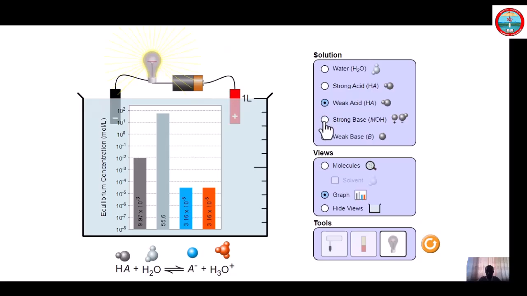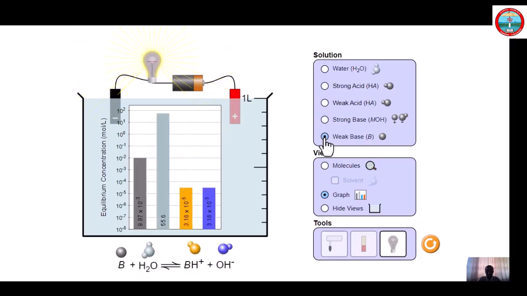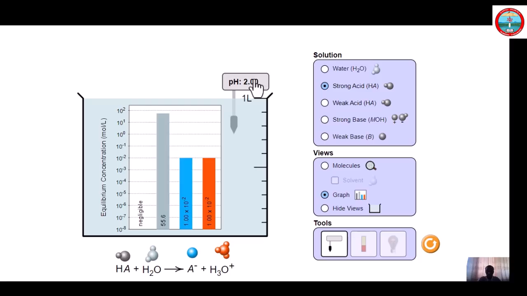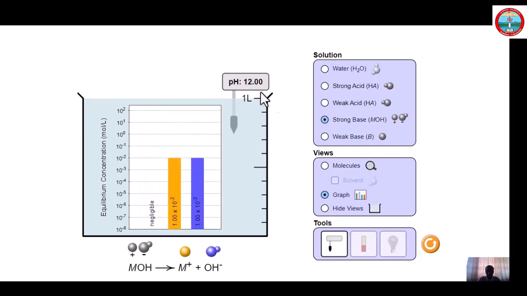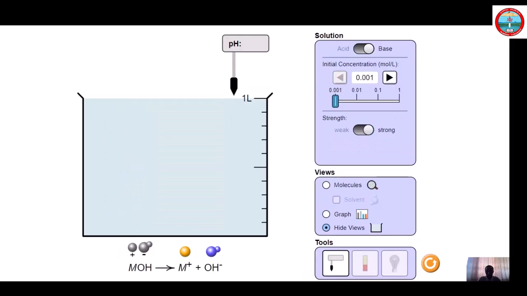Similarly, for strong base, bright light is formed. For weak base, dim light is formed. And for strong acid, in terms of pH value, for strong acid, pH becomes 2, for example, but for weak acid, its pH value increased. For strong base, the pH value becomes this. For weak base, the pH value becomes lower. And this is one way of identifying acids and bases based on different concepts.